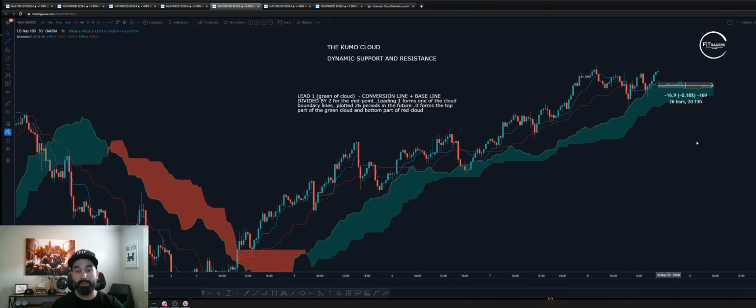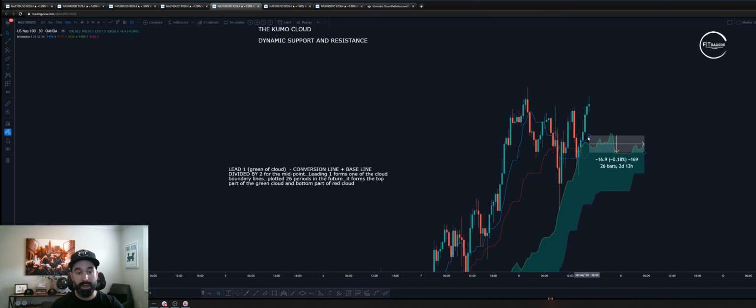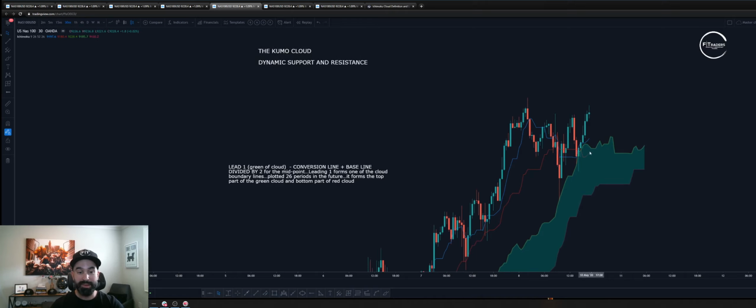Okay, so reminder, we got the conversion line. Let's bring it up here. Let's get this in real detail. Okay, we've got the conversion line, which is the blue line, and we've got the baseline, which is the red line. We're looking for the midpoint 26 periods in the future. So what I've done here is I've gone 26 periods in the future from where they are, right over here, and the midpoint is in the middle, right over here, and that's where the lead one develops, right there. Okay? You probably have to review that a couple of times, but essentially you got the conversion and the baseline. We're looking for the midpoint 26 periods in the future.